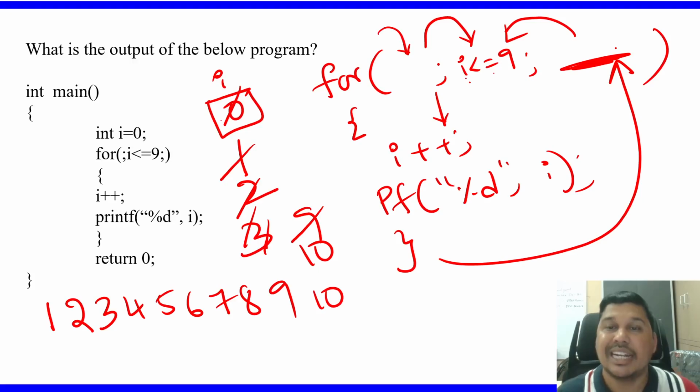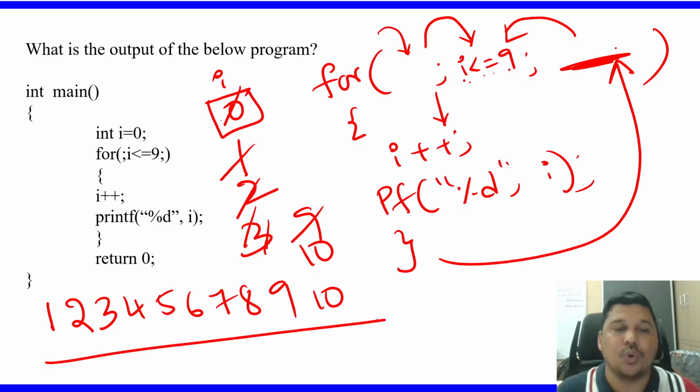Go to condition. 10 less than or equal to 9. False. Right? Condition is false. You come out of the for loop. So the answer is 1 to 10. Printing numbers from 1 to 10.